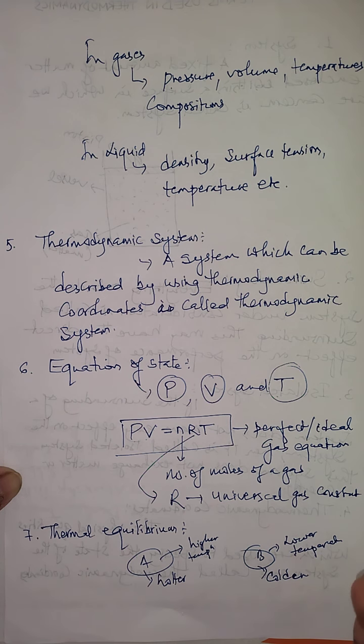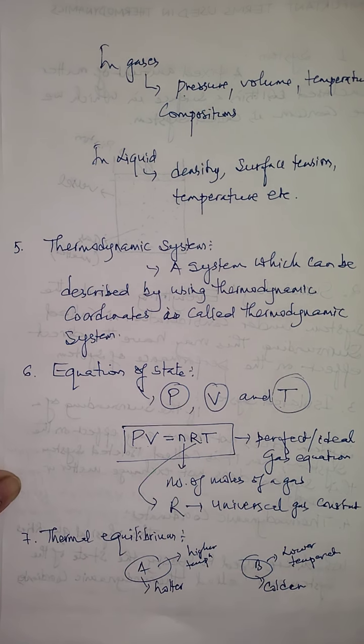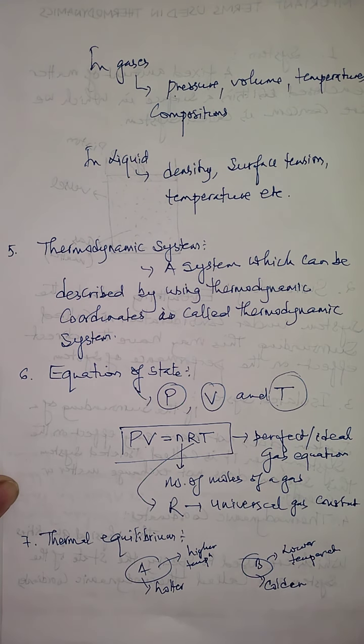Under this consideration, when they are kept in contact with each other, then we say that bodies A and B are in thermal equilibrium with each other. Thermal equilibrium means that when a system of bodies is kept in contact at different temperatures, heat flows from a body at higher temperature to a body at low temperature till both bodies acquire the same temperature. And when both bodies acquire the same temperature, then we say that the two bodies are in thermal equilibrium with each other.